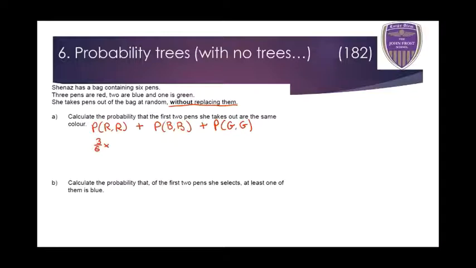So the first chance is 3 out of 6. Now we've taken out a red pen and we've taken out a pen out of the bag. So not only is there 1 less red pen, there's also 1 less pen in the bag in general. Multiply these fractions together. 3 times 2 is 6. 6 times 5 is 30. Happy days. Now we're going to leave that as over 30. You'll see why later. Hopefully you might remember why.